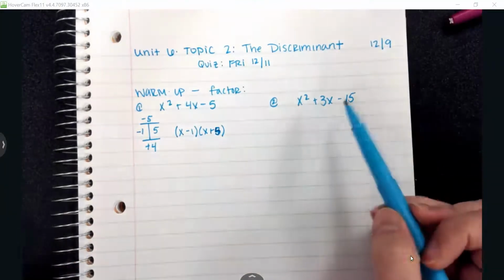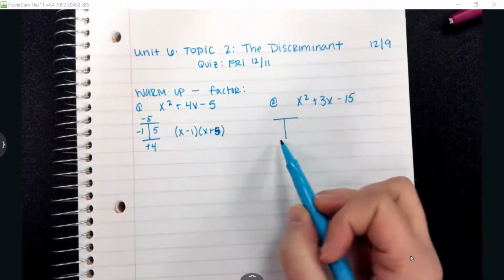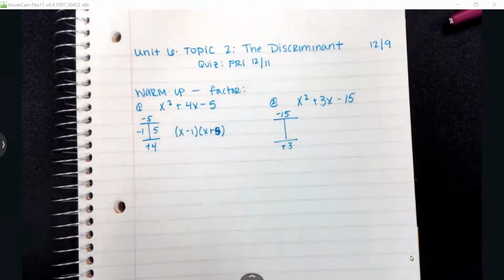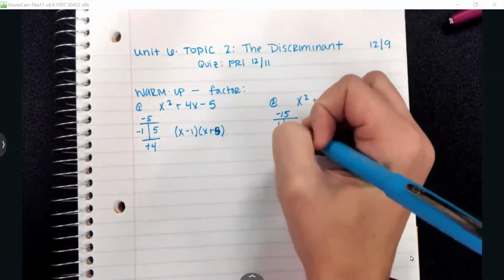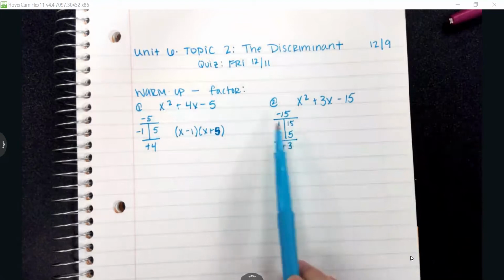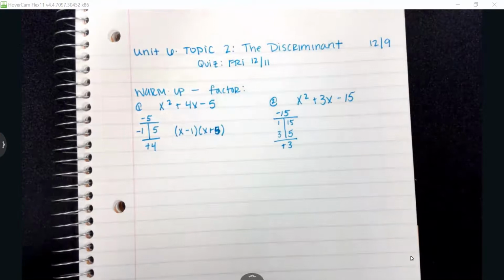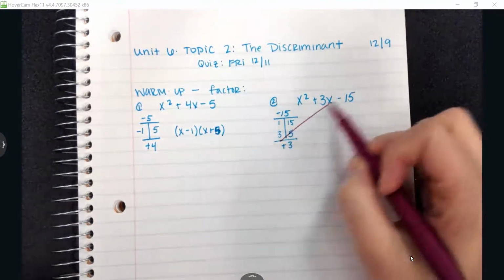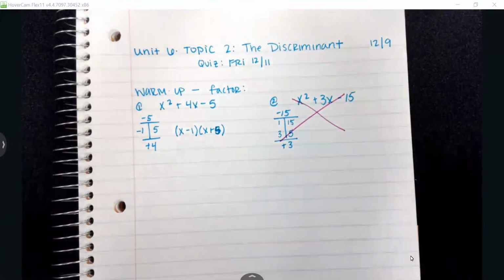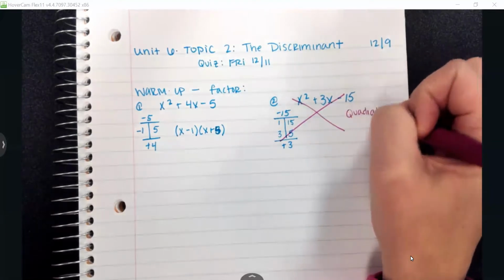Let's go look at number 2. Is there a GCF? No. Can I make an eye chart? I have a -15 and a +3. So I have 1 and 15, 3 and 5. Can I use any of those numbers to get a +3? Does it work? So this is not factorable. We cannot factor it, which means we would have to use the quadratic formula.